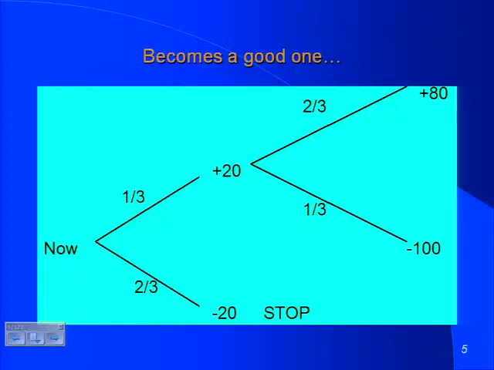If you succeed, you're going to follow up with a second stage investment. There's a 2/3 chance of success and you make $80 million. And you have a 1/3 chance of failure, you lose $100 million. What's the cumulative probability of success in this two-stage decision tree? 1/3 times 2/3 is half. 2/3 times 1/3 is half. There's a 50% chance of success, a 50% chance of failure across both branches.